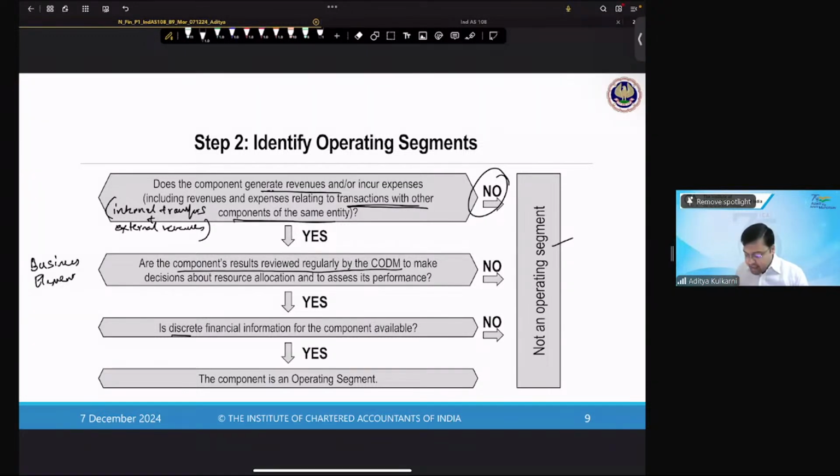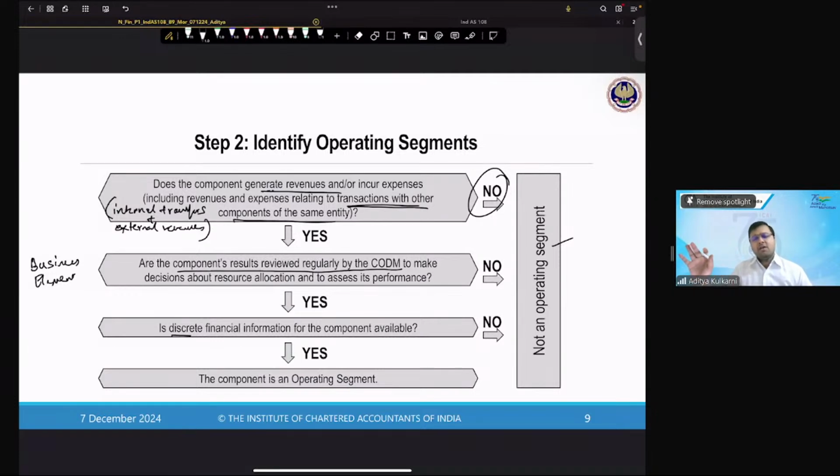Is discrete financial information for the component available? Discrete means what? Can we identify what the revenue of this component is, what the costs are, what the identifiable assets and liabilities are? Am I able to identify that? Okay. See, ultimately, you have to understand the structure. There will be some identified assets. There will be some common assets.